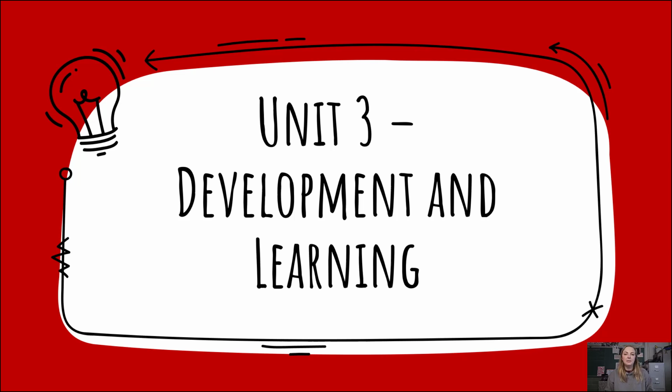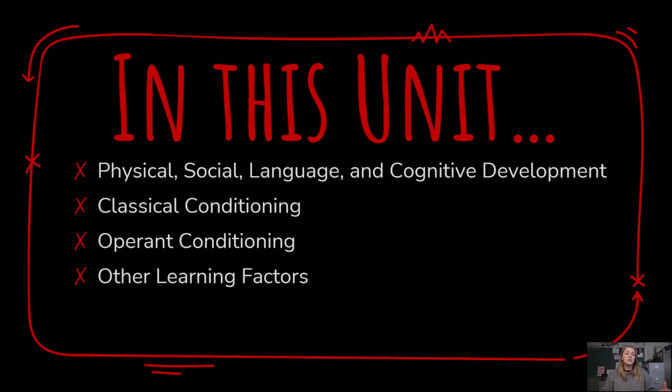Unit 3 is our development and learning unit. And so in this unit, we will be talking about physical, social, and cognitive development, and also the development of language. We'll also be talking about how we develop learning. So classical conditioning, operant conditioning, and some other types of learning in there as well.